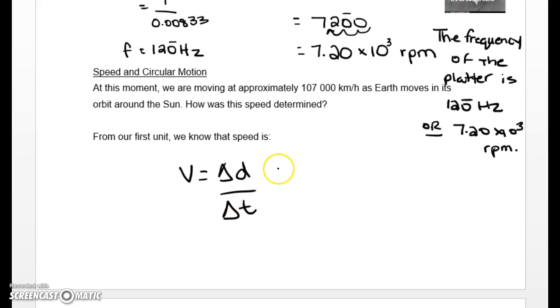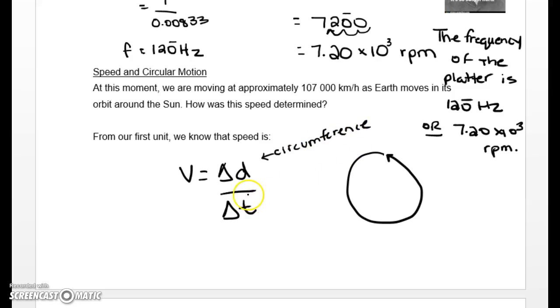But first of all, when we're working with the change in distance in circular motion, we're looking at the distance traveled going around in a circle. So really, we're looking at the circumference of the circle. And then remember, when we're working with time in circular motion, we're looking at how long it takes to complete one full cycle or one full circle. So this one here, we would actually be looking at our period.